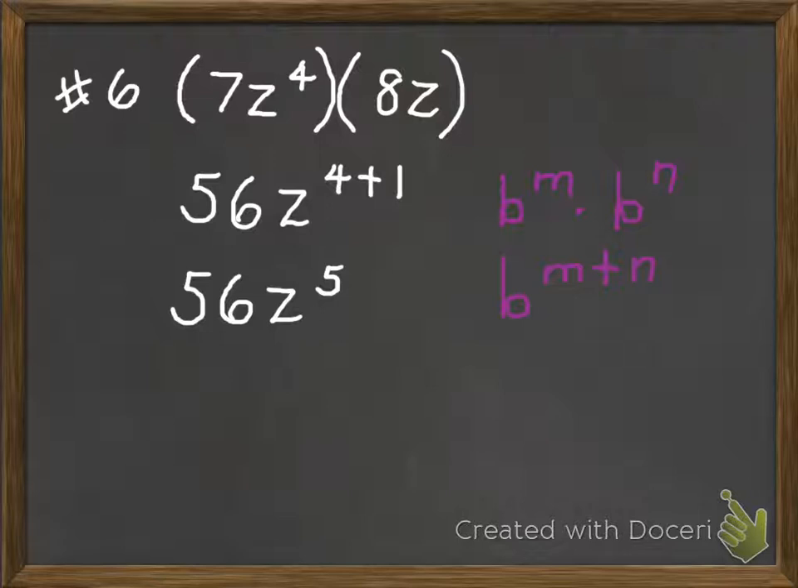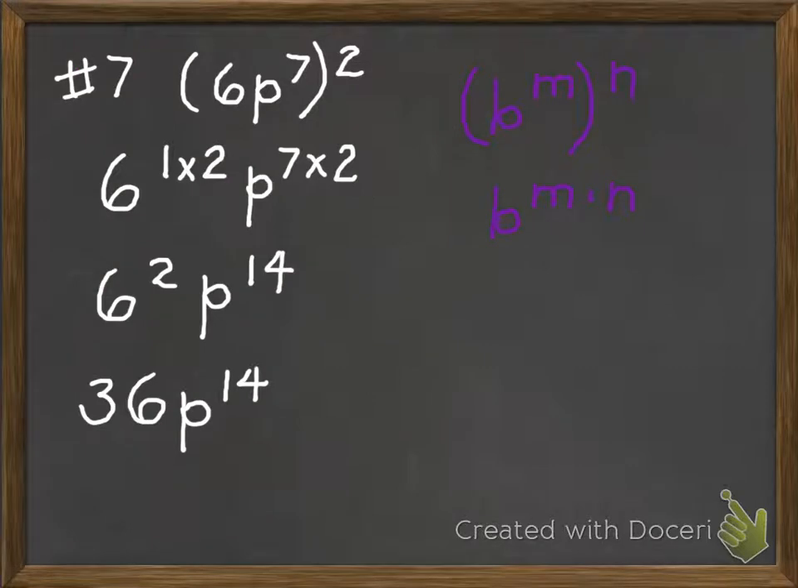So we're going to add our 4 on the first z and the 1 on the second z. So we get z to the power of 4 plus 1, which is z to the power of 5. So we have 56 times z to the power of 5, and that is our answer.